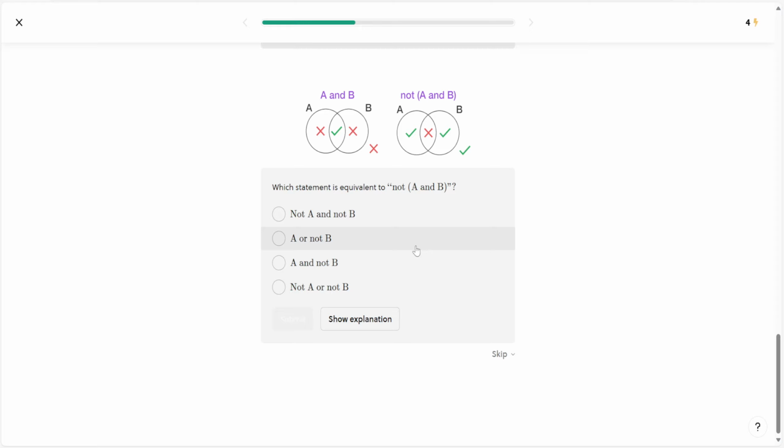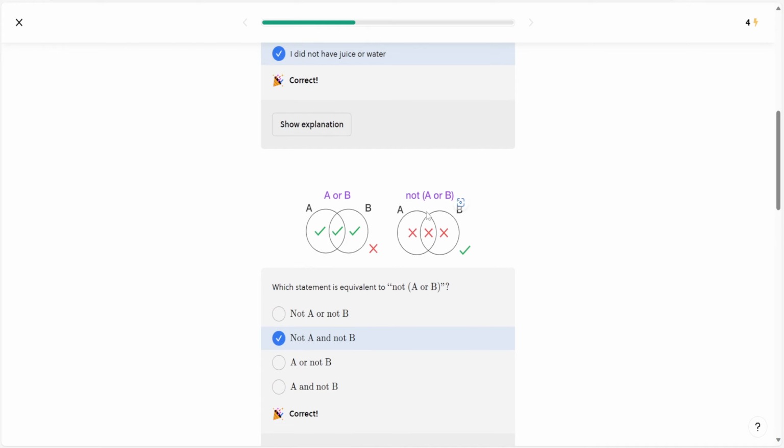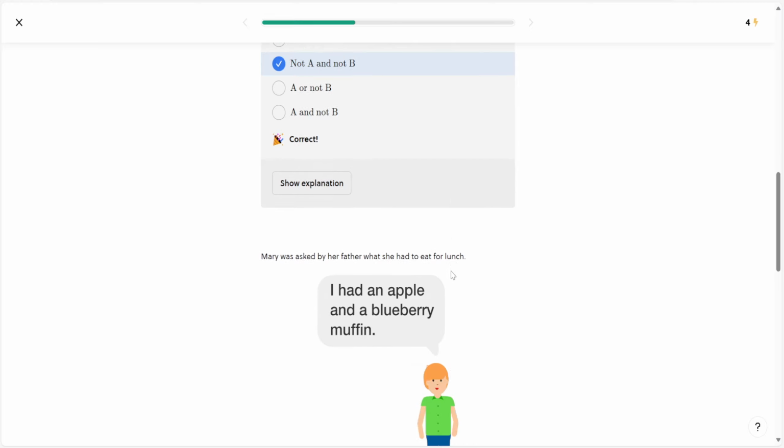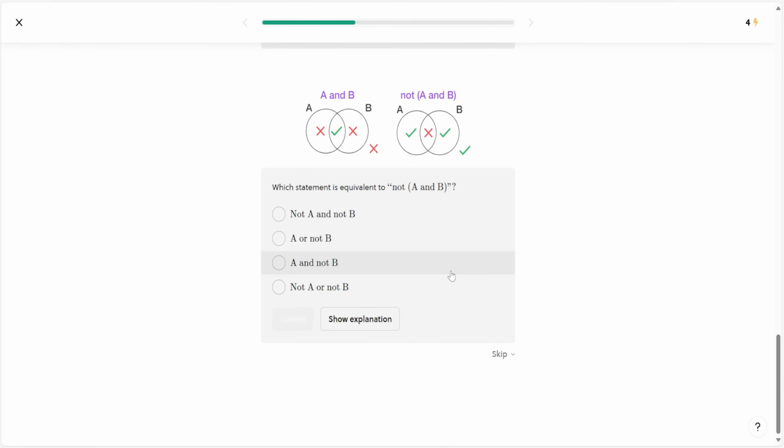Which statement is equivalent to... See, this is not A and B. That is the diagram that I was expecting. Oh, that's not A and B. That is not A or B. Right, okay. Oh my god, I hate this. I absolutely hate this. Right. So if it's in brackets, you can have and or, and they are different.